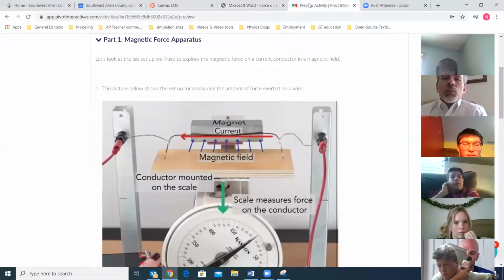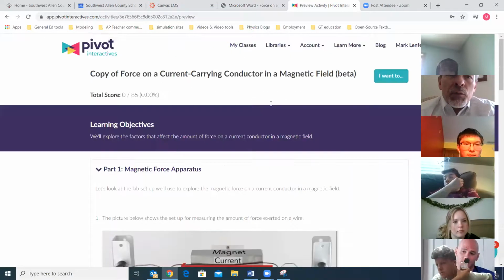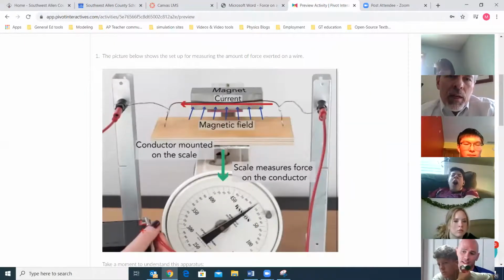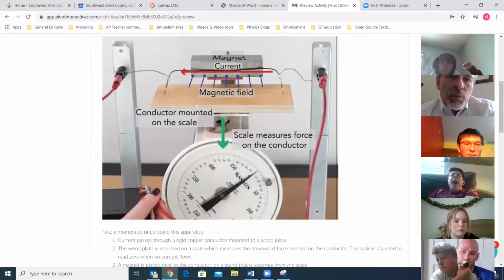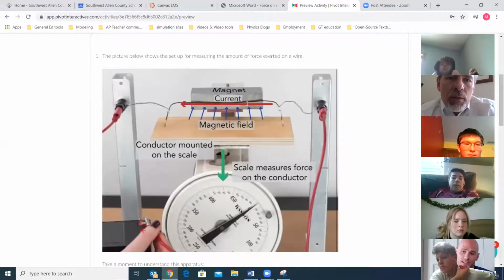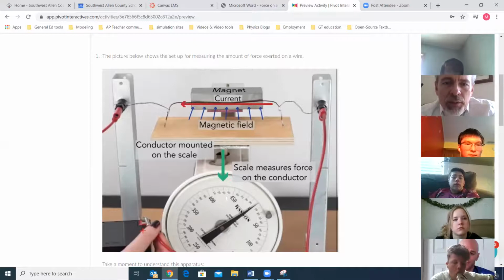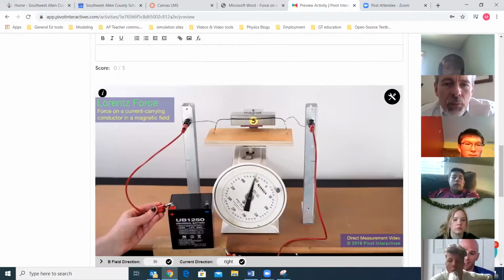Okay, now let me show you what the lab is at Pivot Interactives when you go there. It's kind of like the setup that I was explaining to you that we had in the classroom. There is a magnet here. We have a wire. The wire goes from this red wire all the way across over to the left side, and that's going to have an effect on this scale, the spring scale. So instead of just talking about it, I think I want to show you.